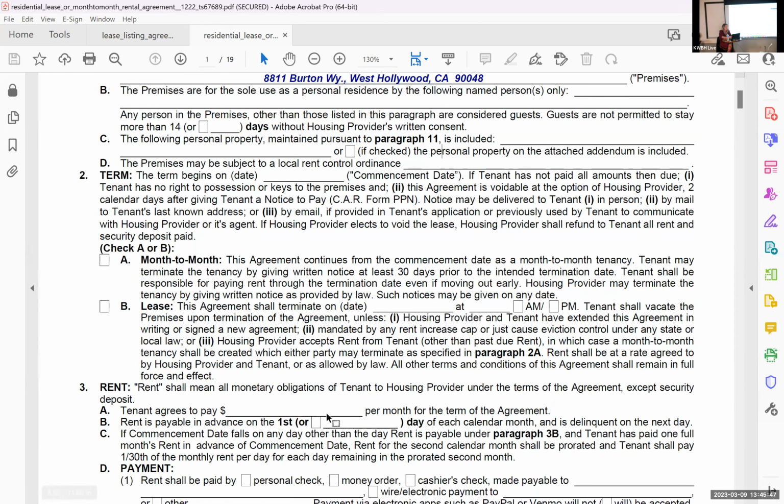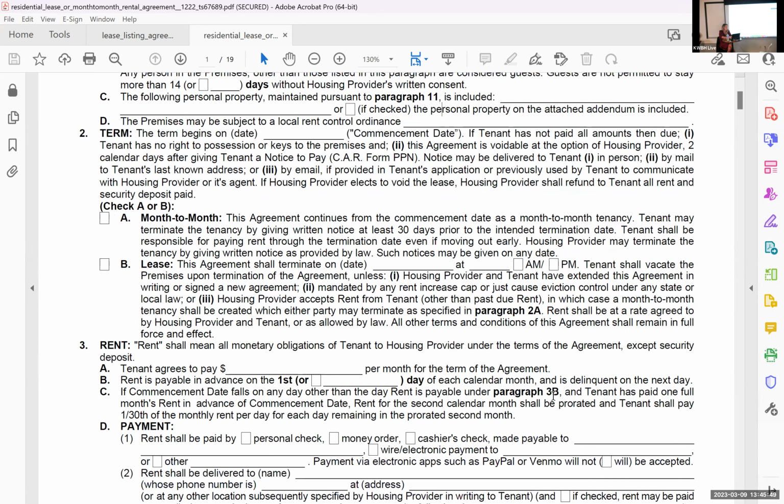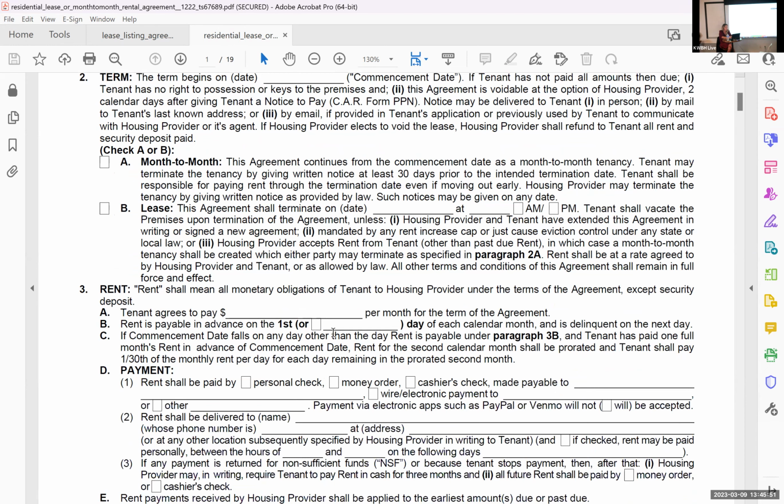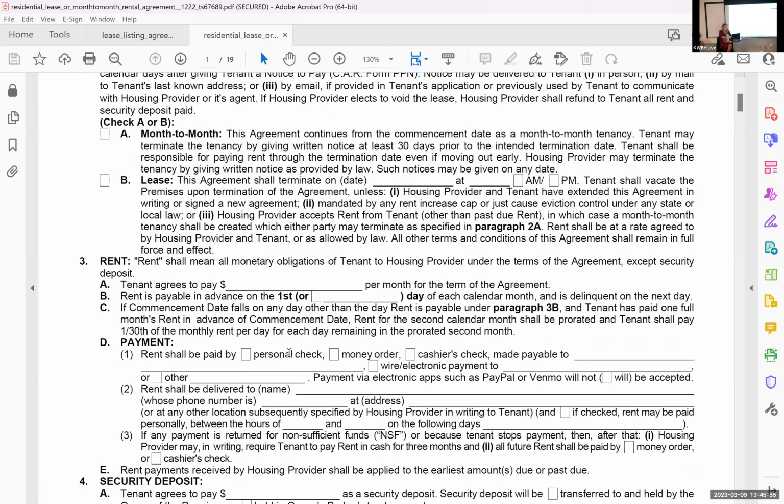Okay, how much is the dollar amount per month for the lease? It's payable on the 1st or some other day if you agree to that. How should rent be paid? Remember, we must give them one of these 3 options: personal check, money order, or cashier's check, and say who it should be made payable to. We may also say wire or electronic payment, but it can't be the only thing that we say because of California state law. And we give information here, okay?